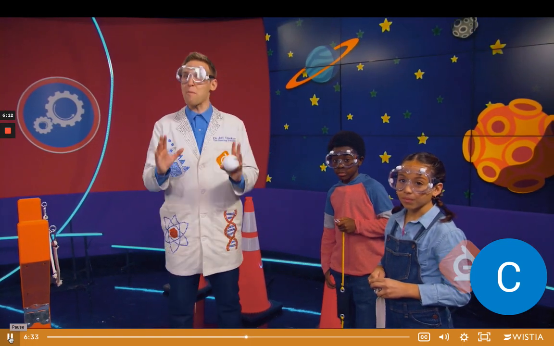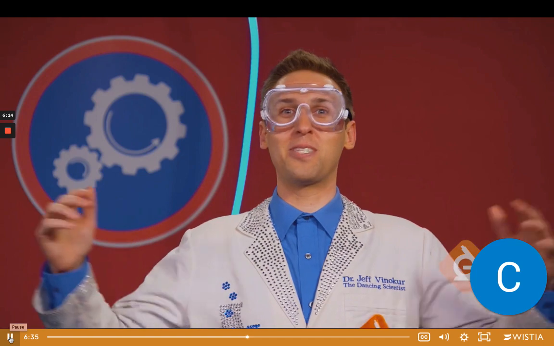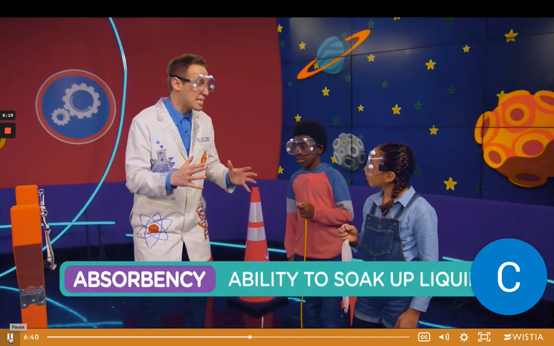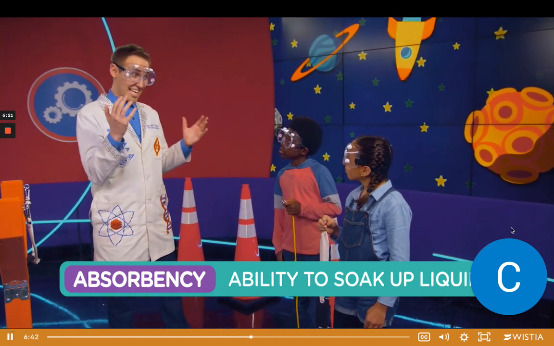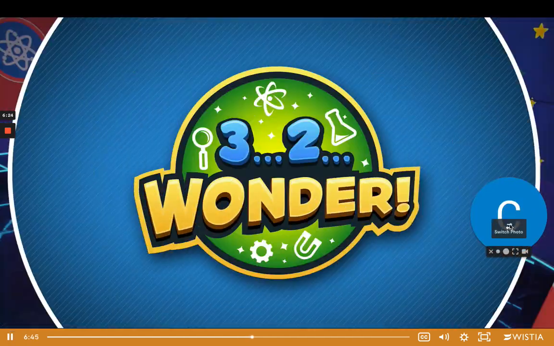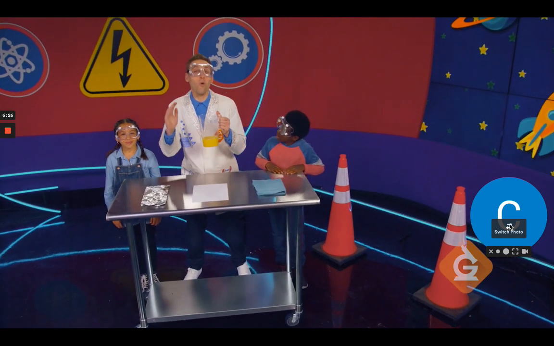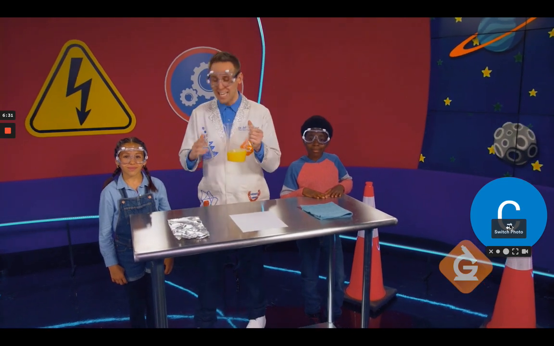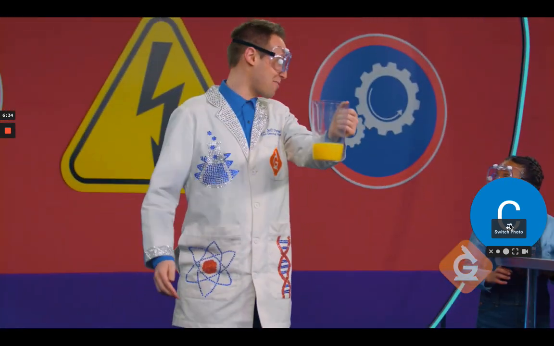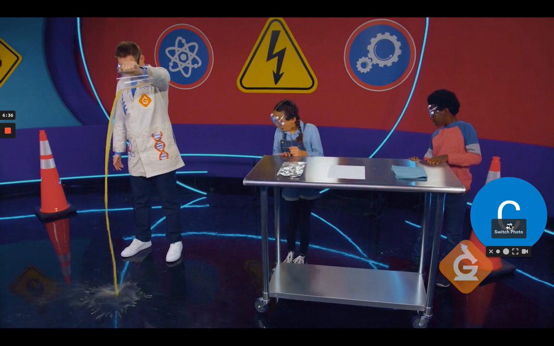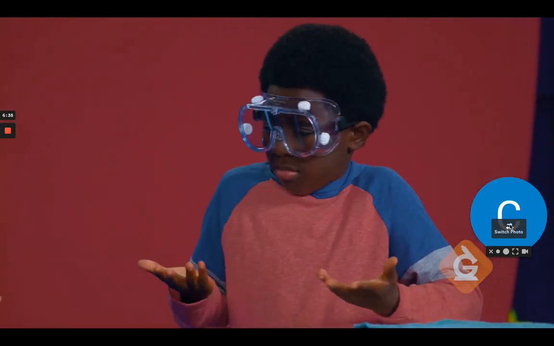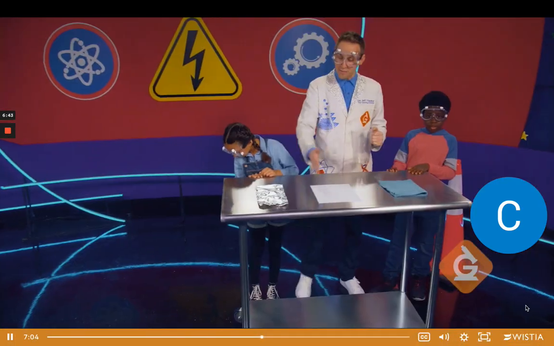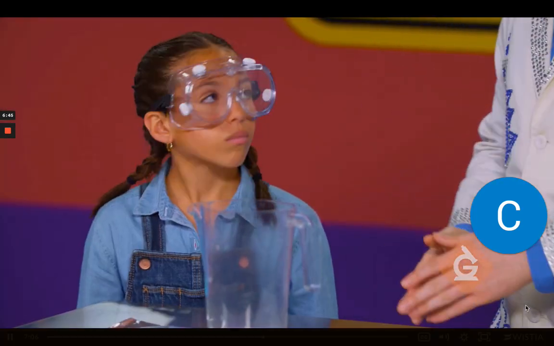Now for our final property, we're going to learn about absorbency. What's that? Absorbency is a material's ability to soak up water like a sponge. Here is a pitcher of orange juice. To test how absorbent something is, we have to see how well it can soak up this liquid. Let's try soaking up this mess with 3 different materials. Addison, why don't you try the foil first?